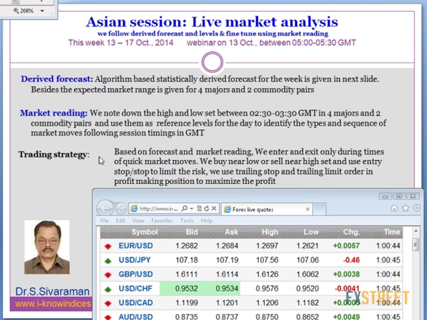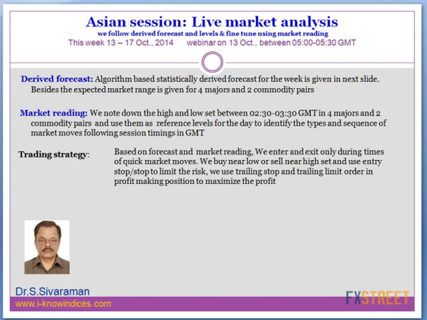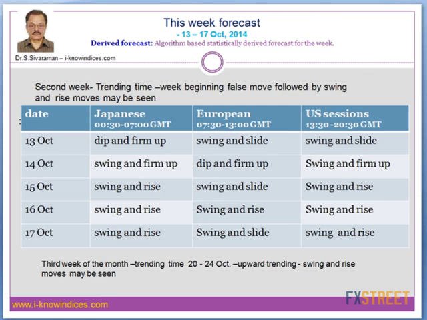Whenever a position is taken, it will make a loss initially, and then we use the hedging order to limit the risk. Once the position starts making profit, we'll keep the stop at the entry and remove the hedging order, and then trail the stop in the profit-making position and maximize the profit. So with this concept, I will try to do the forecast for the week.